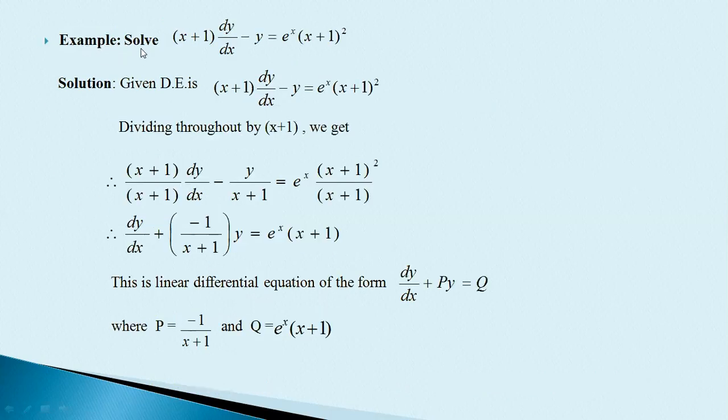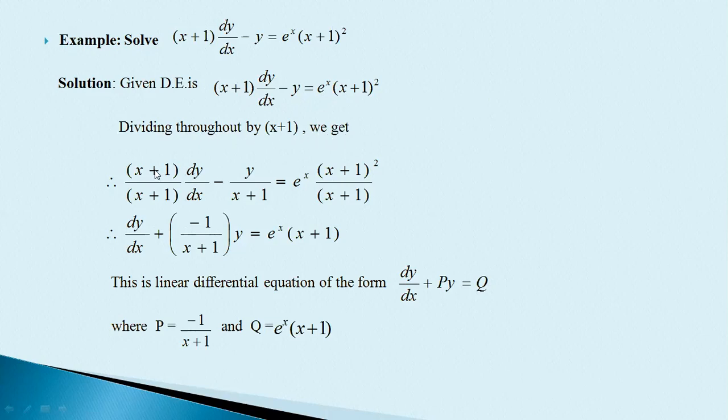Example 2. Solve the differential equation x plus 1 dy by dx minus y is equal to e raised to x into x plus 1 bracket square. Solution is, the given differential equation is x plus 1 into dy by dx minus y is equal to e raised to x into x plus 1 bracket square. The first step is, make the coefficient of this dy by dx equal to 1. For that, dividing throughout by x plus 1.